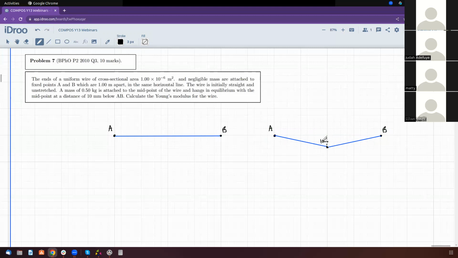Now, before we start doing this question, can you tell me why a wire hanging horizontally is something absolutely impossible? A horizontal wire. Impossible. Why?